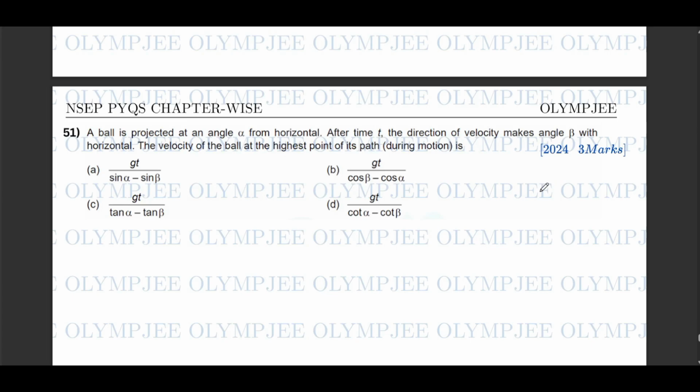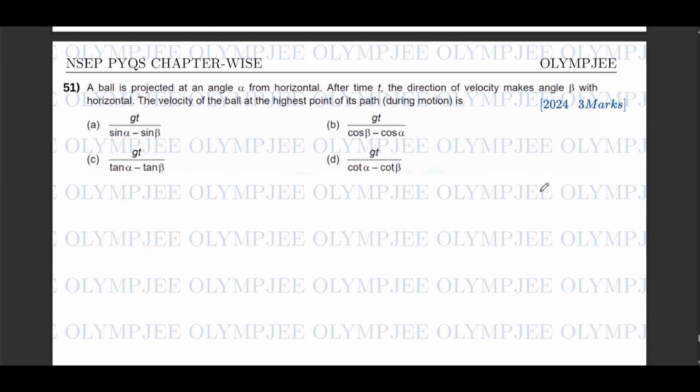Question 51 says a ball is projected at an angle alpha from horizontal. After time t, the direction of velocity makes angle beta with the horizontal. The velocity of ball at highest point of its path is. So we are given that ball is projected, assume with initial velocity u at an angle alpha, and after an arbitrary time t, the velocity is making angle beta with the horizontal.